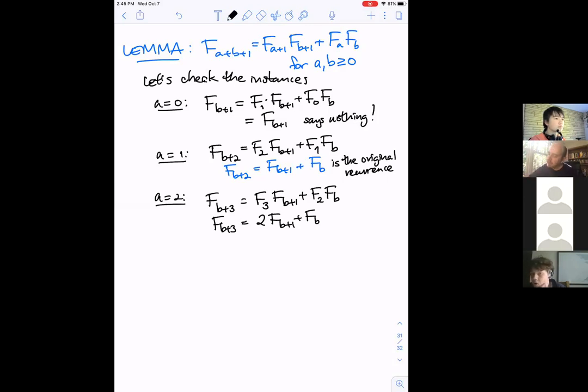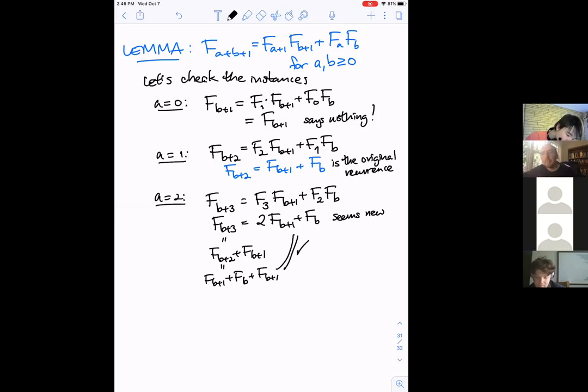Good. And do we believe this thing? Yeah, I think we do, because let's just check this. This seems new, but it can be proven in the same way as when we were doing that proof that 5 divides F(5M). This by the recurrence is F(B+2) plus F(B+1). And now we can try to get rid of the F(B+2): F(B+2) is F(B+1) plus F(B). And yeah, that's exactly what we wanted. Okay, so it's new, but it's not too surprising.